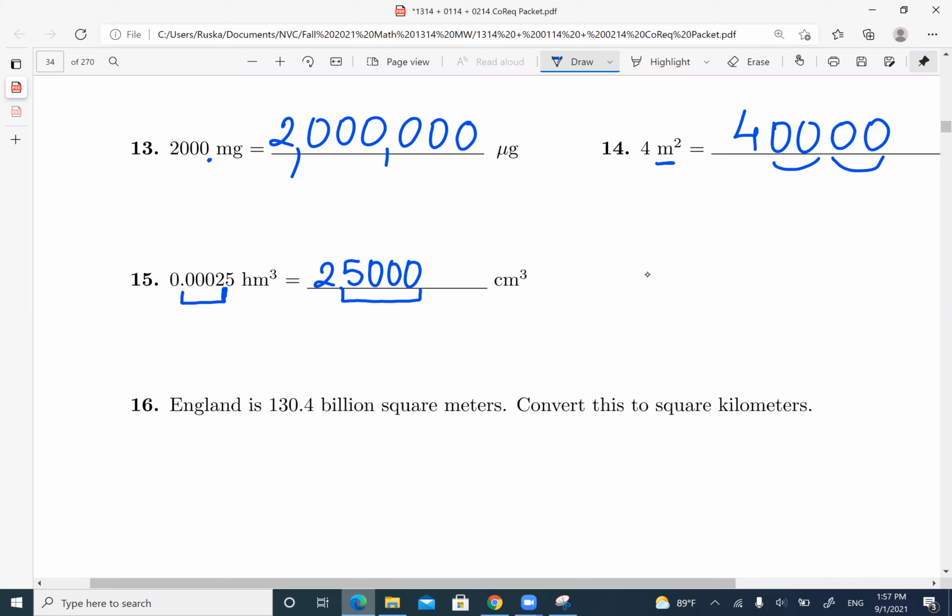Everybody see that? And then 4 more zeros. So this is how you move it 3 times. So technically it's going to be 250 million. Okay? Everybody understanding that? Because it's cubic centimeter, you have to do it 3 times.